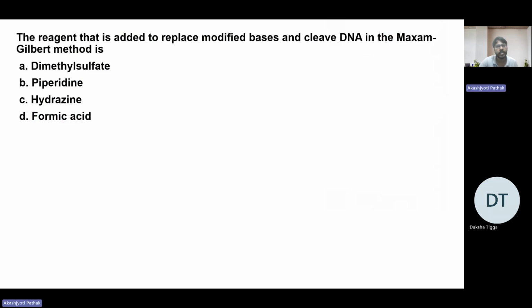The reagent that is added to replace modified bases and cleave DNA in the Maxim Gilbert method. So which was the reagent? It is piperidine. Okay, piperidine is used to replace modified bases and cleave DNA. So piperidine was cleaving your DNA, isn't it? In all these reactions, you have to add piperidine, whether you are adding formic acid plus piperidine, hydrazine plus piperidine, or hydrazine plus salt plus piperidine. So piperidine is cleaving the remaining DNA.